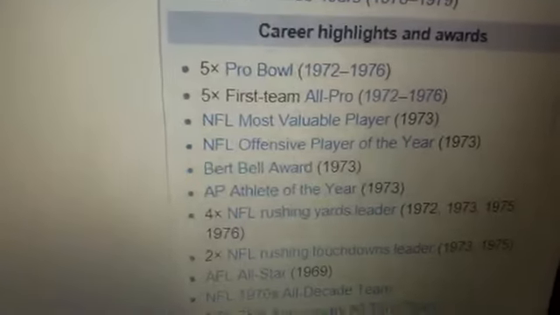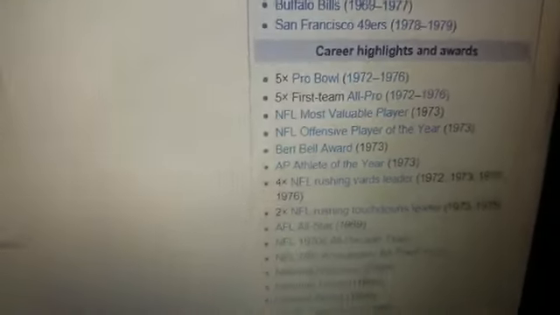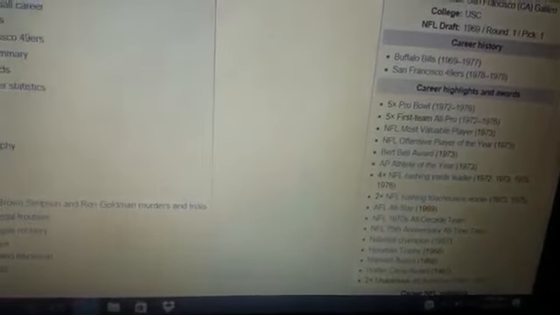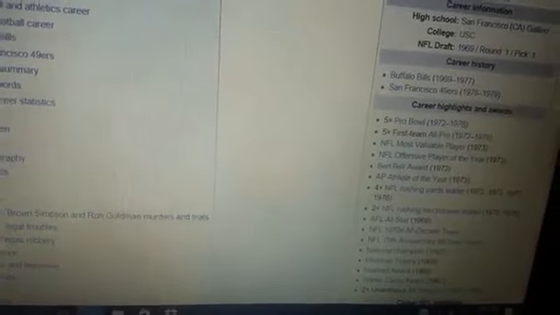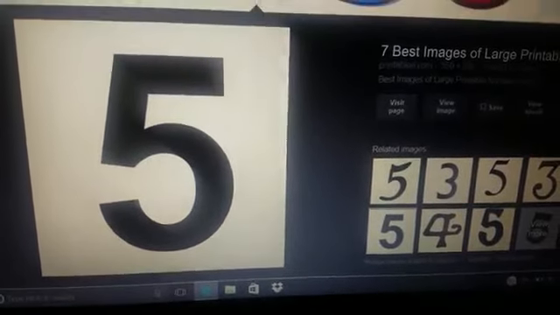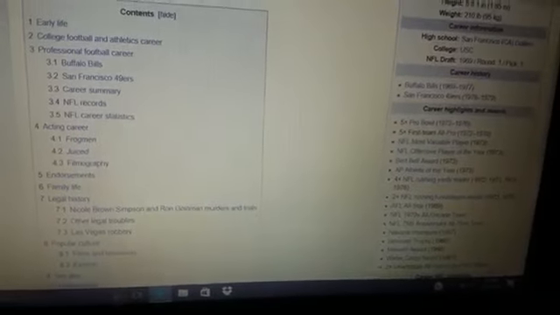5-time Pro Bowler. 5-time first team All-Pro. Okay? So this O.J. Simpson guy is deeply connected with this 5 connection as well. Okay? Very, very deep information here.